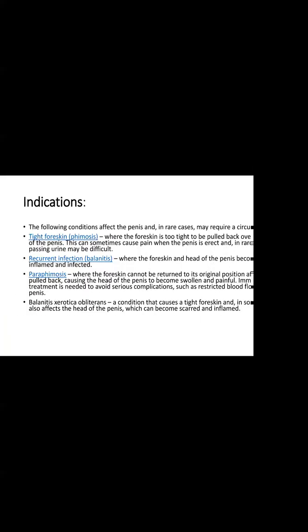But there are some medical indications. The following conditions affect the penis and in rare cases may require a circumcision: phimosis, balanitis, and a condition called balanitis xerotica obliterans. Phimosis is the tight foreskin, where the foreskin is too tight to be pulled back over the head of the penis, and it causes pain, and in rare cases might make it difficult to pass urine.